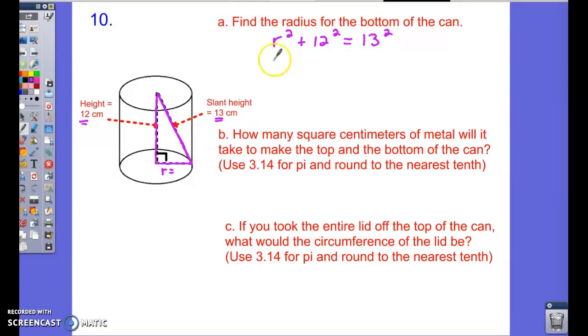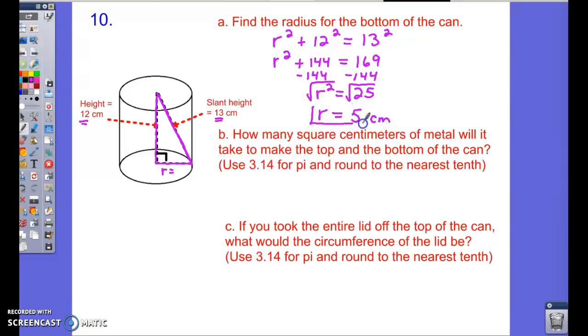Again, using the Pythagorean theorem, doing some quick, easy calculations, we're able to find that r squared is equal to 25. But once again, we have to take the square root of both sides to get a final answer of 5 centimeters in this case. So that's what the radius would be for this can.